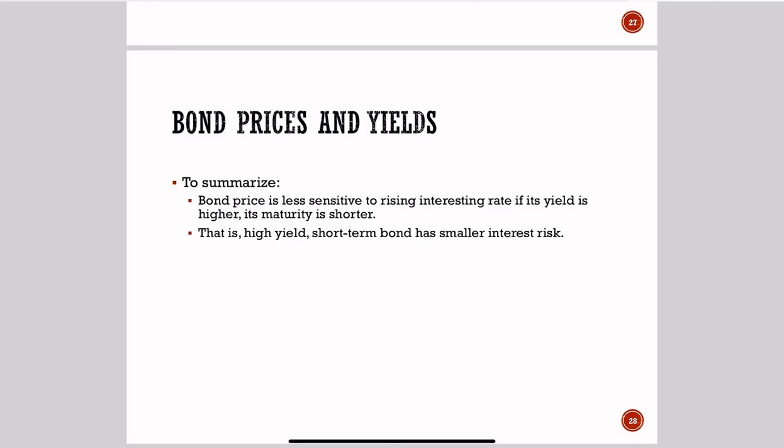Okay, now, as a bond holder, you do want to mitigate interest risk, right? Now, in this case, you want to think what type of bond would give you lower interest rate risk. And we have learned about this, right? We know that if it's a short-term bond, or if the maturity is shorter, then the bond price is less sensitive to rising interest rate.